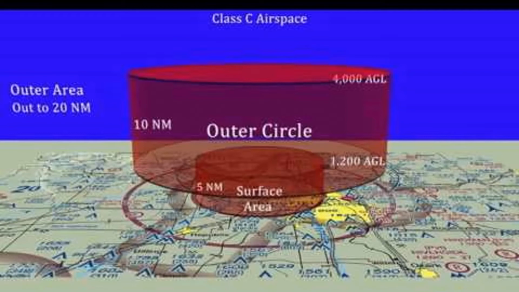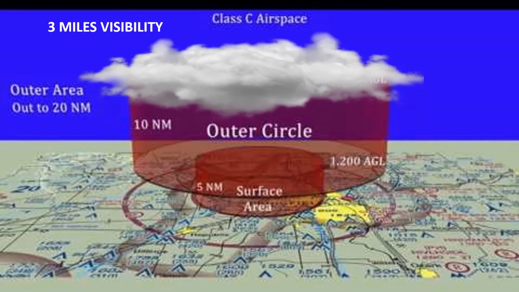Then the surface area looks a lot like the Class D airspace, but it is shorter. It has a 5 nautical mile radius from the geographical center of the airport and extends up to 1,200 feet AGL. Once again, your cloud clearances and visibility requirements are 3 miles visibility and 152. The same as we've been looking at for D and E and G at night, and it's for those same reasons of seeing and avoiding separation from other aircraft.